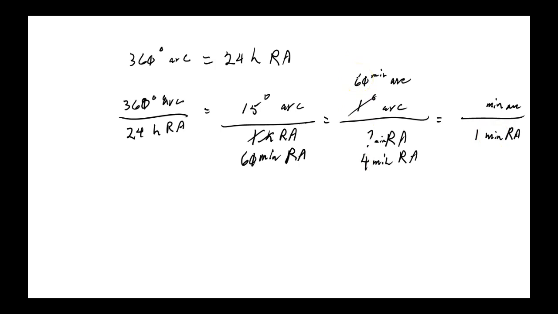4 will go into 60. Anybody? 15 minutes. You're right. 15 minutes of arc are equivalent to 1 minute of right ascension. That can almost seem a little confusing, but that's the questions they wanted to do. Okay? Everybody got it? You may want to take a little more time than I did to do that, but all right.